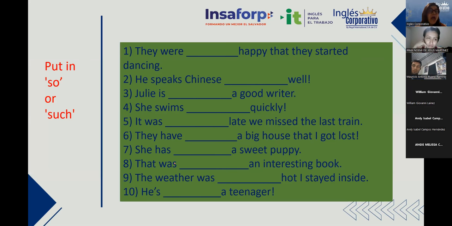Now, let's complete these sentences. They were so happy. He speaks Chinese so well.